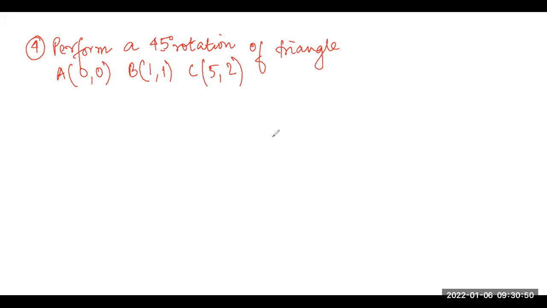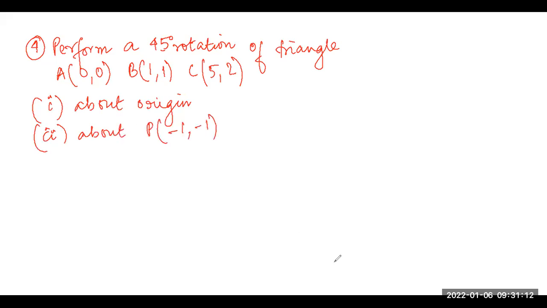So you are asked to perform a 45-degree rotation of triangle ABC. First about the origin, and next about the point, this one. Fine. So this is the sum. 10 minutes is there. Quickly do the sum so that I can give you the attendance also.